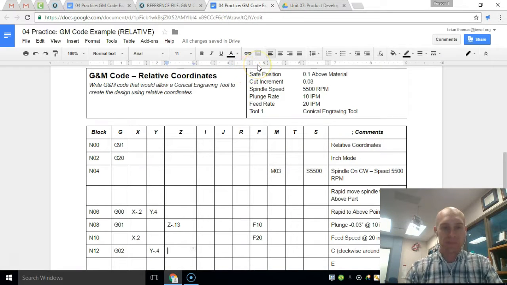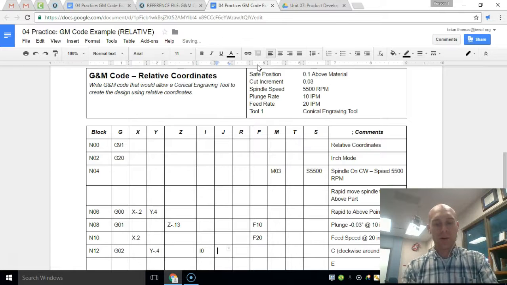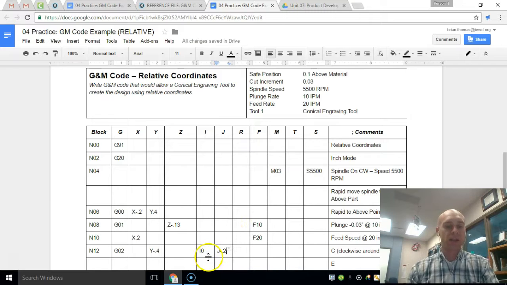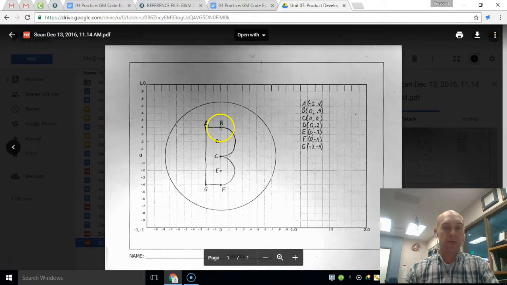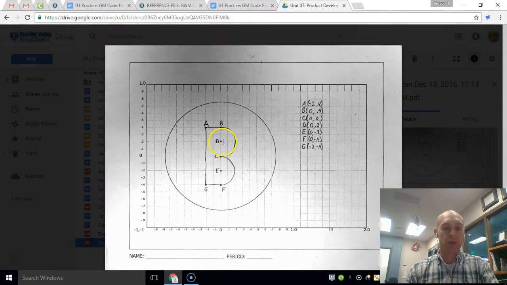So I say I0, J negative 0.2. And we're going to give an I and a J because we need to know where the center point is. So you need to have your I and your J in there. So again, from B, my center is right or left nowhere, but down 0.2. That's what I'm looking at.